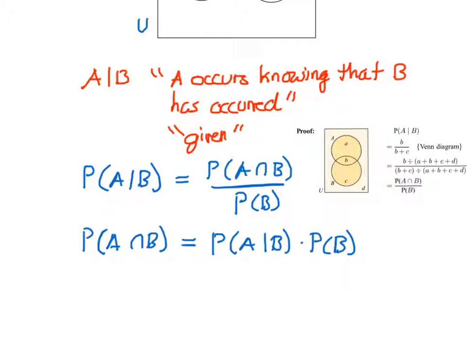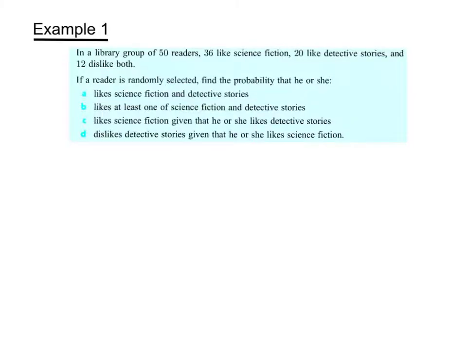Now let's take a look at a few examples. In this example, we're looking at a library group of 50 readers, and we know that 36 like science fiction, 20 like detective stories, and 12 dislike both. And we're asked to find the probability of certain situations occurring if we select one reader at random.